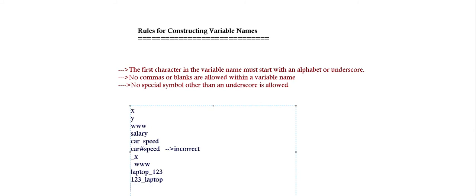And no commas or spaces are allowed, so I can't create a variable like "sal ary" with a space. It's not allowed because here is a space, you can see, so space is not allowed. I can't create a variable like "sal,ary" with a comma in the middle, this is also not allowed. A variable should be in one word. So these are the rules.